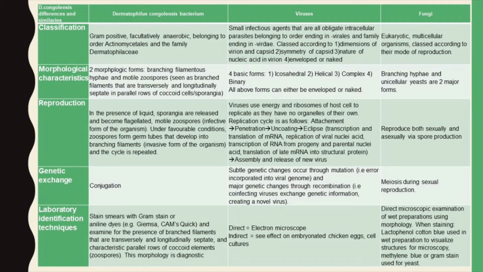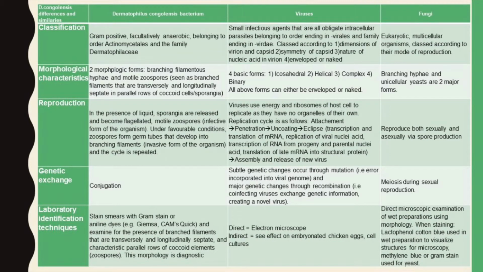When it comes to reproduction, D. congolensis releases sporangia in the presence of liquid, which then become flagellated and motile zoospores, and these are the infective form of the organism. Under favorable conditions, the zoospores form germ tubes that develop into branching filaments, and this is the invasive form of the organism. Viruses use the energy and ribosomes of their host cell to replicate as they have no organelles of their own. Fungi reproduce both sexually and asexually via spore production.